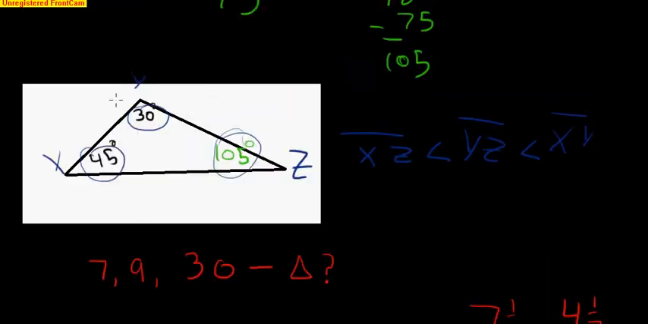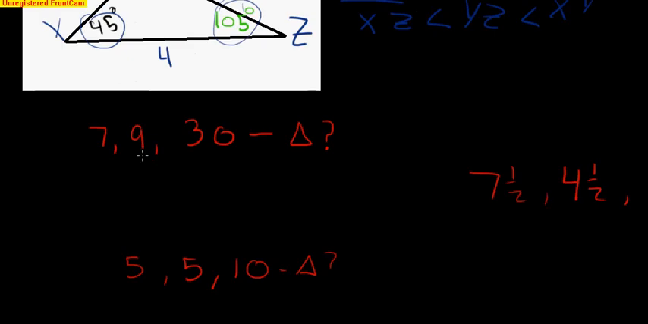Let's call this side 5. Let's call this side 4. And let's call this side 7. Okay. So, we know that 5 plus 4 is 9. That is greater than the remaining 7. We know that 7 plus 4 is 11, which is greater than the remaining 5. And we know that 7 plus 5 is 12, which is greater than the remaining 4.